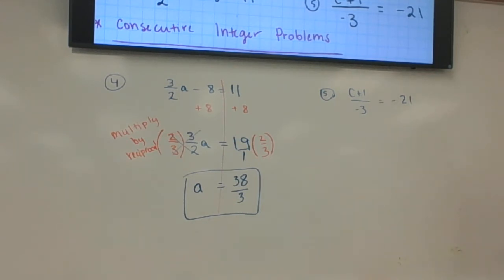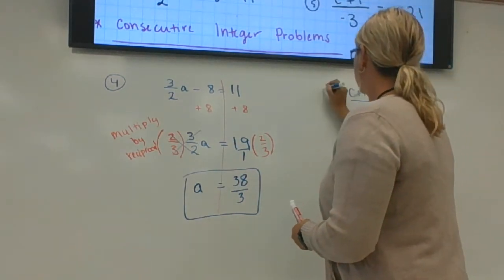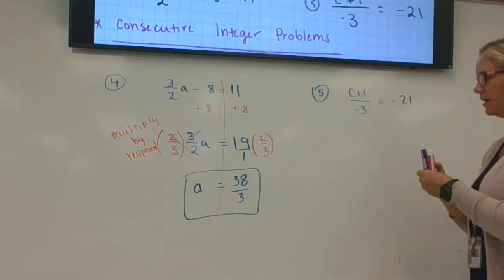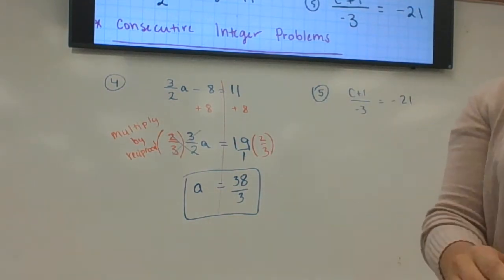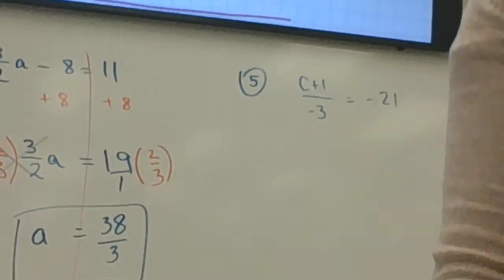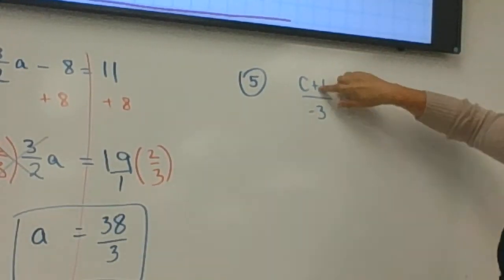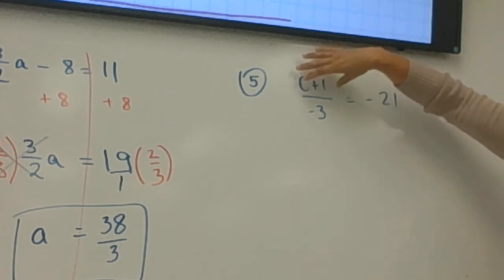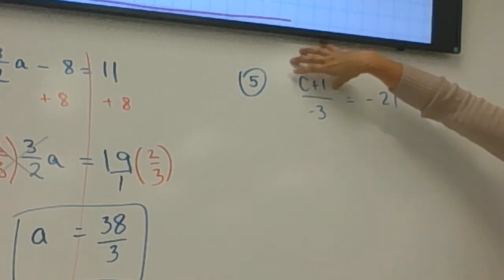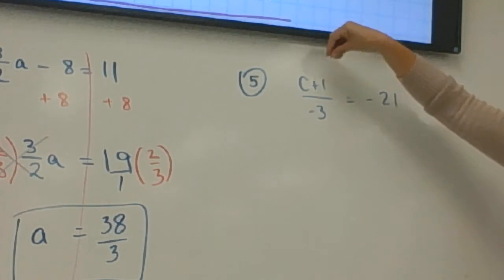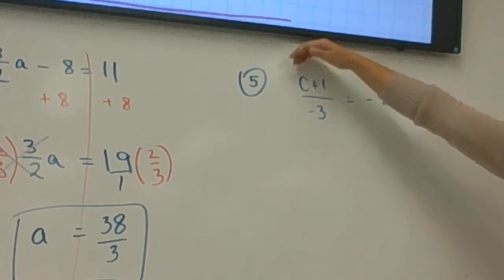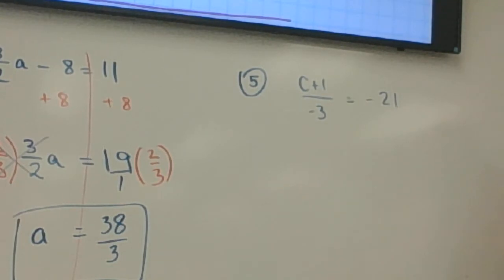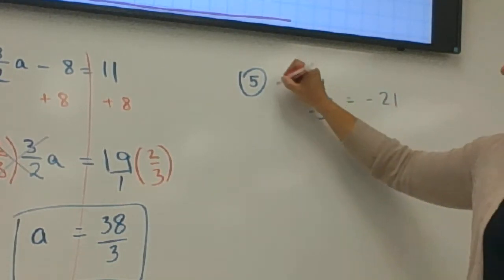Okay. Next one. Okay, so on all of our problems until this one, you undo addition and subtraction first. But this one's a little bit different because this fraction bar is kind of like a grouping symbol. This C is stuck up here above this fraction bar. So we can't start isolating the C until the fraction bar is gone. So we want to get rid of the fraction first.